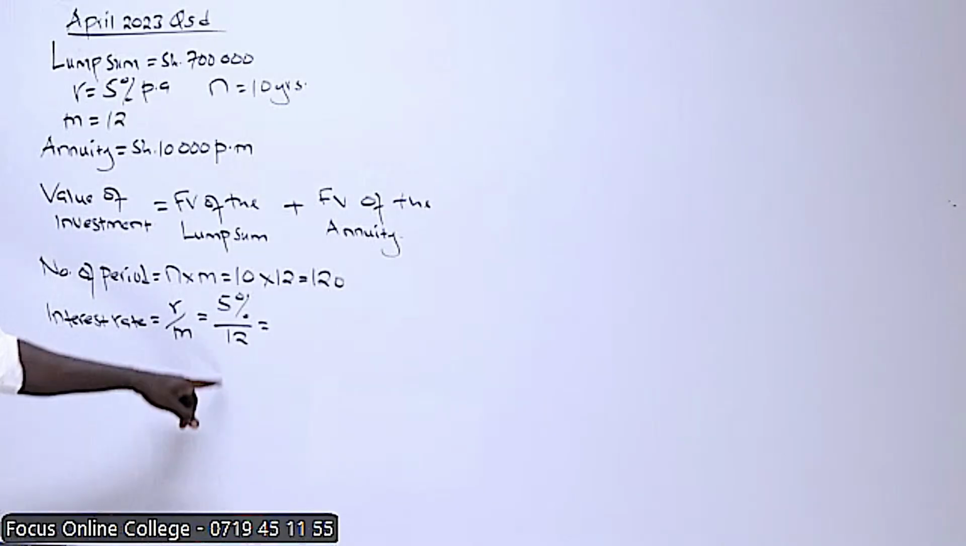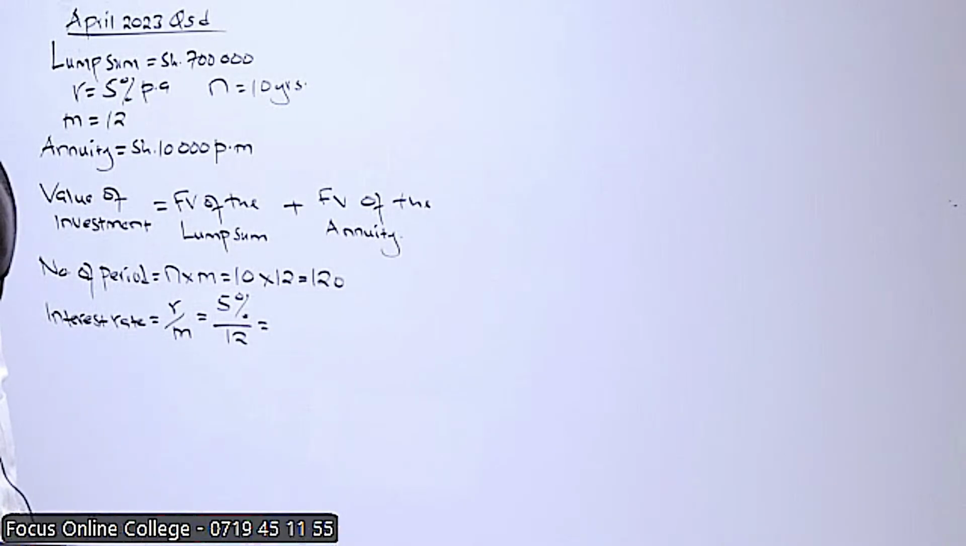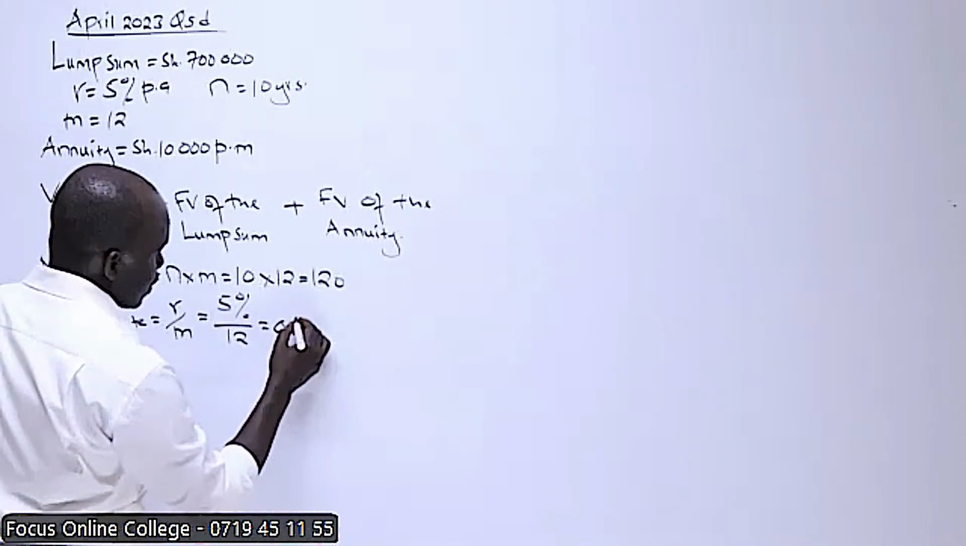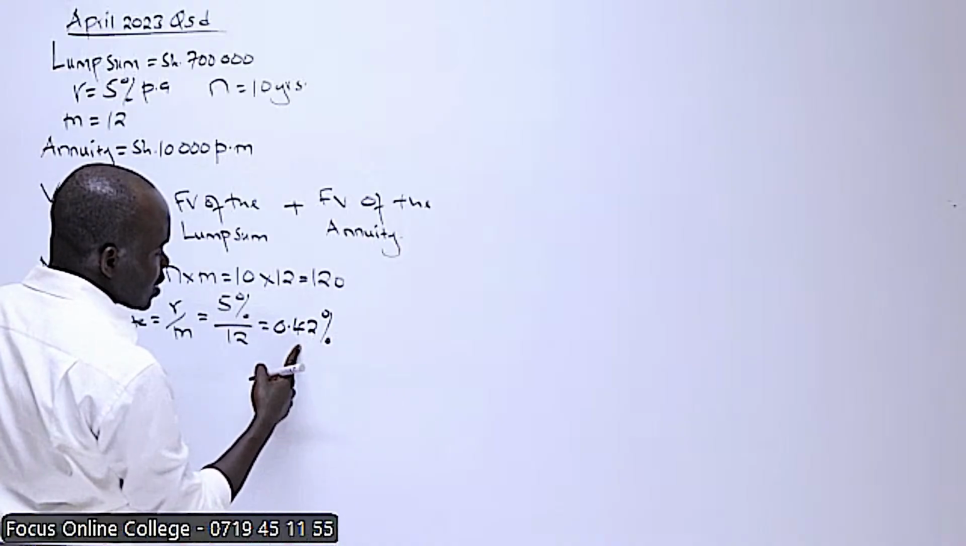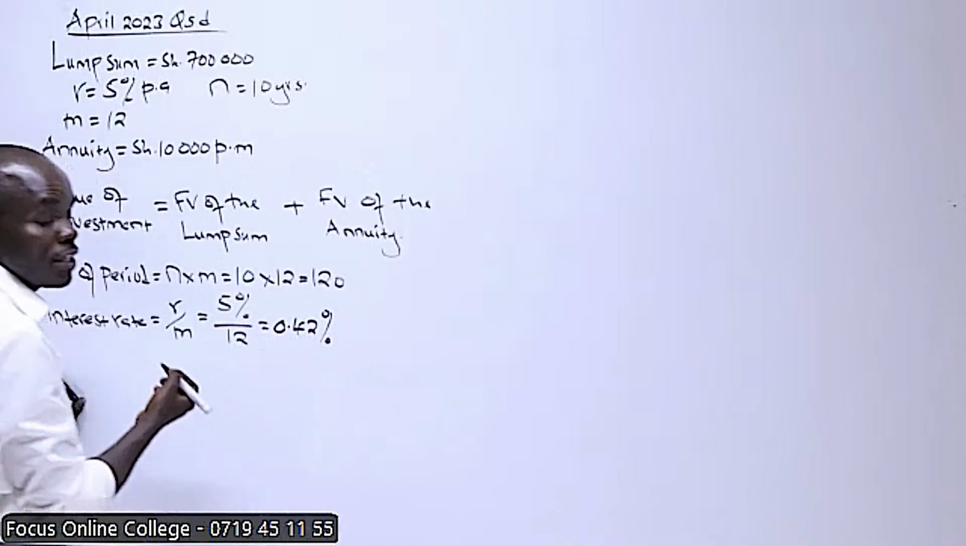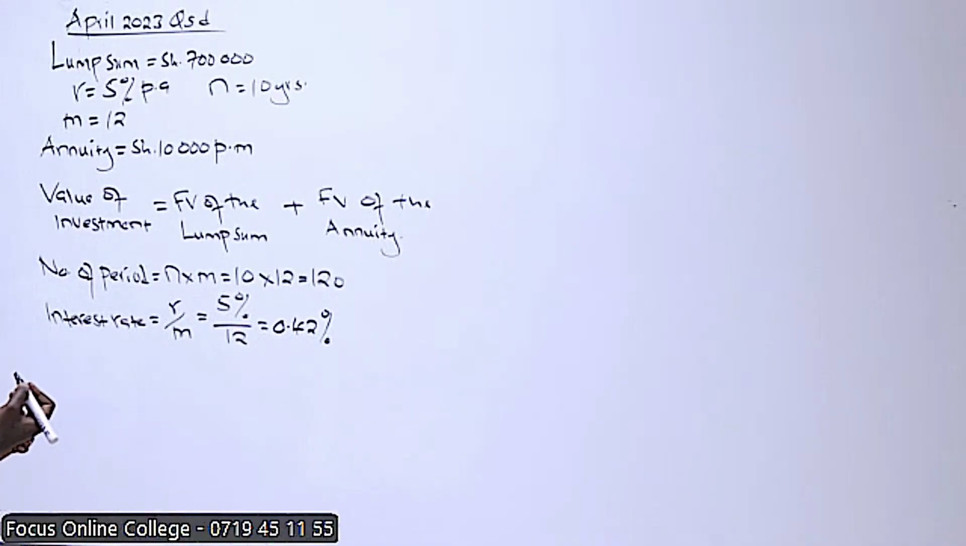Five over 12 is what? If you divide 5 by 12, I'm getting 0.42. Let's say 0.42%. Don't forget this is a percent, because we are going to divide further by 100.